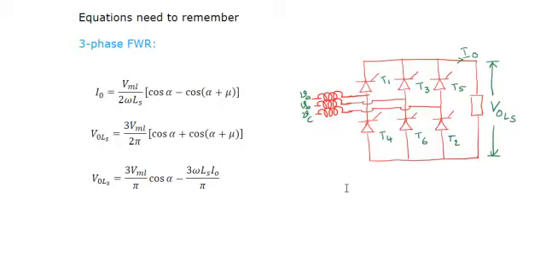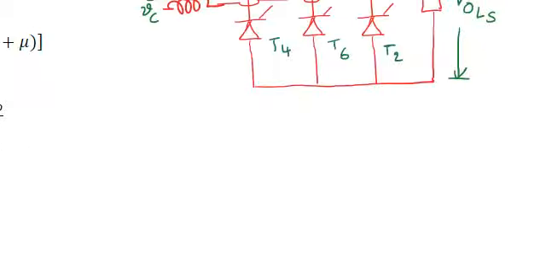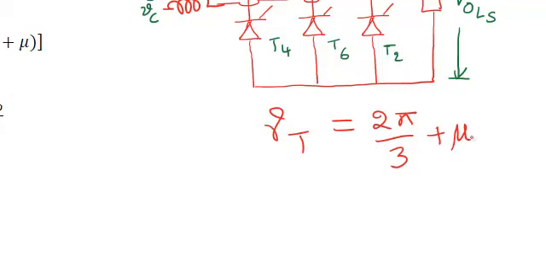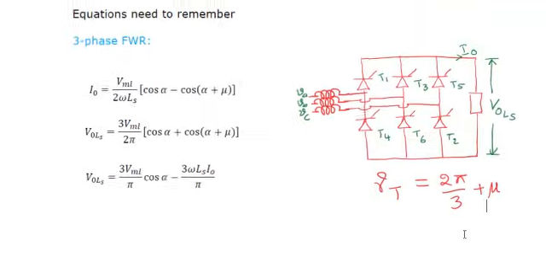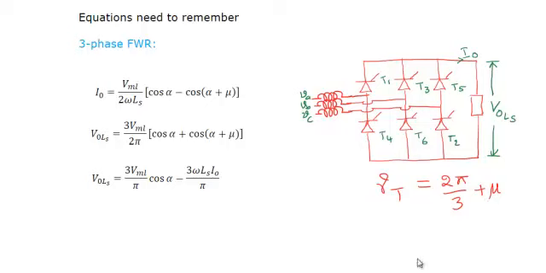Again here we need to look at the conduction angle of each thyristor. That will be gamma t equal to, in a 3-phase full rectifier, each and every thyristor will be in conduction for 120 degrees. That is nothing but 2 pi by 3 if you consider continuous current conduction. Now if you consider commutation, then it will be mu. So then we will see that it will be increased by the mu angle. So these are the formulas we need to remember for the 3-phase half-wave full rectifier.